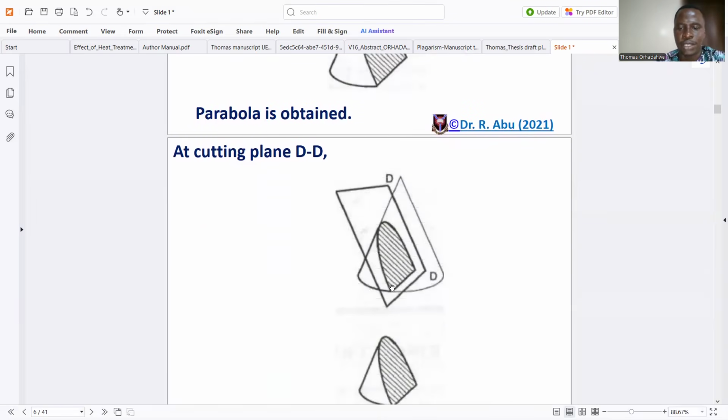Then if you cut it in such a way that you are cutting it up to the base, the middle of the base circle, you are going to form a hyperbola.